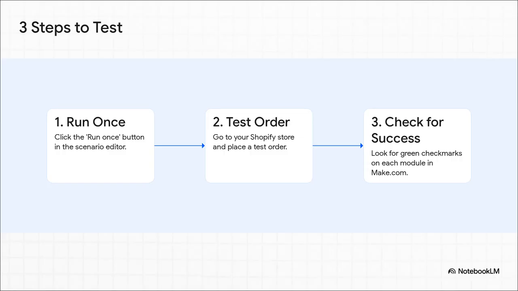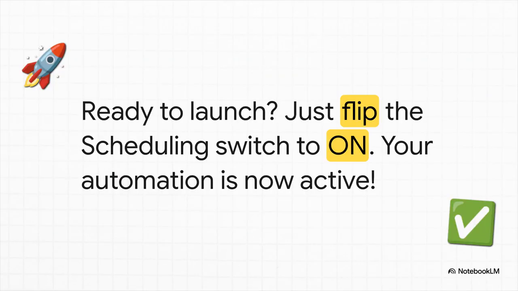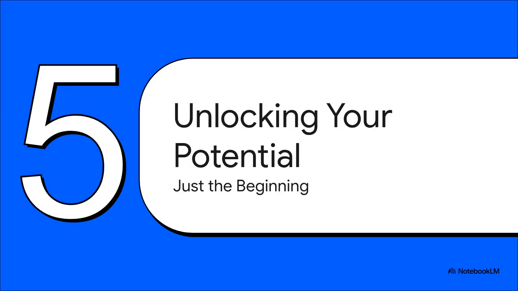And testing is super easy. In Make.com, you literally just hit the Run Once button. Then you hop over to your Shopify store and place a quick test order. When you come back to Make, you should see those satisfying little green check marks pop up, showing you that everything worked perfectly. Once you've confirmed that it's all working just the way you want it, going live is, well, it's as easy as this. You just find the scheduling switch and you flip it from off to on. That's it. Your automation is now live, running silently in the background, 24/7, just waiting to handle your next order for you. And just like that, you've built your very first powerful time-saving automation.